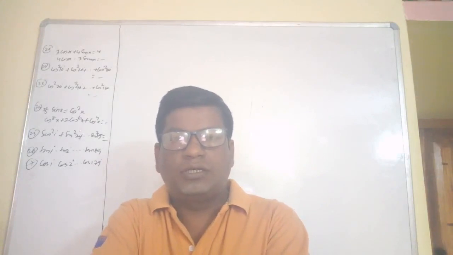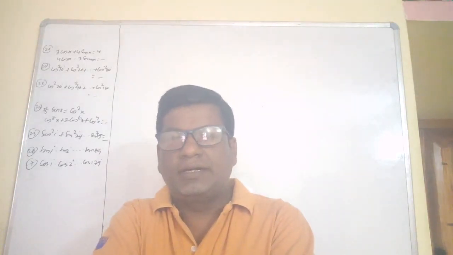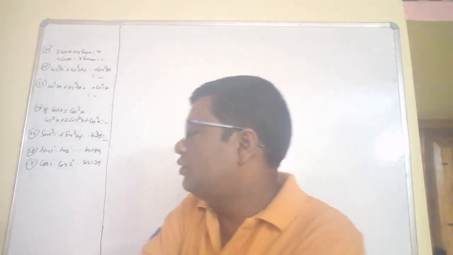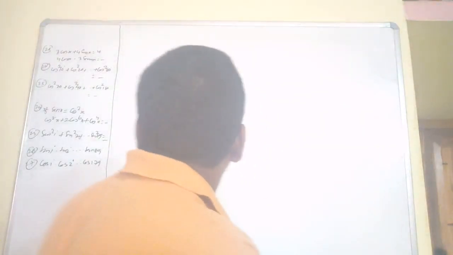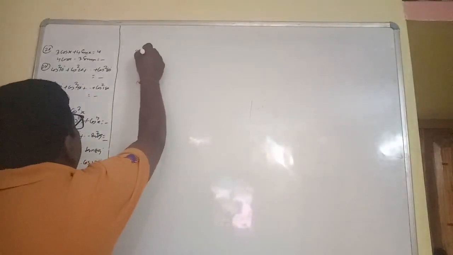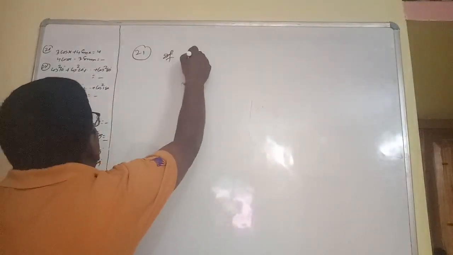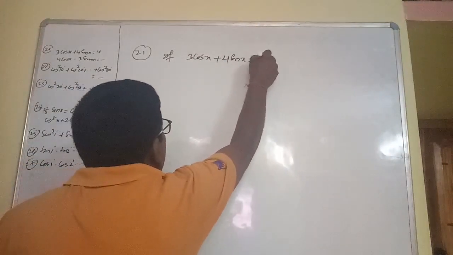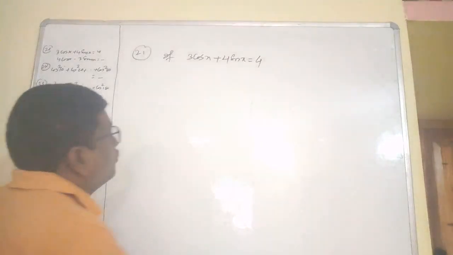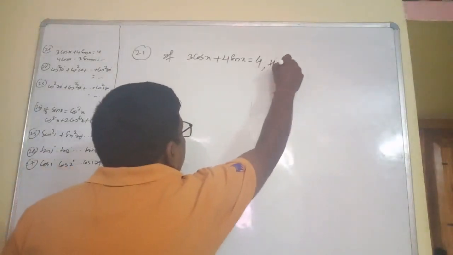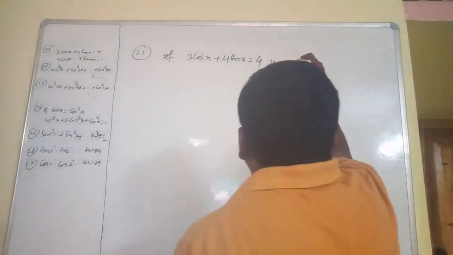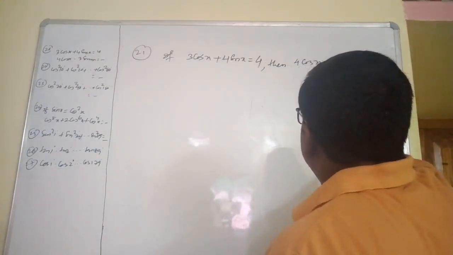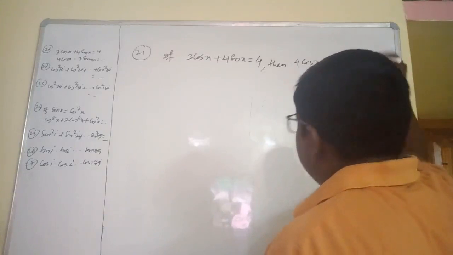Today I am going to discuss some problems from the material, starting from question number 21. Let's start. What is question number 21? If 3 cos x plus 4 sin x is equal to 4, then 4 cos x minus 3 sin x is equal to dash.